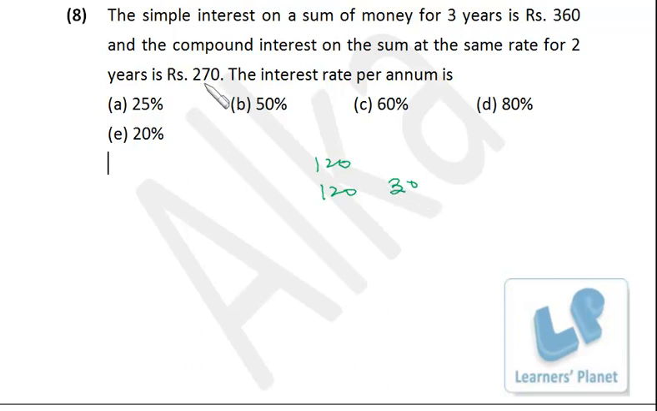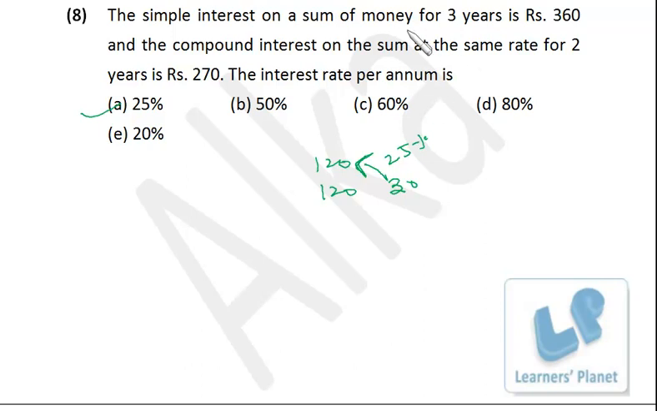Compound interest is interest on interest of first year, right? So this is 240 plus 30, 270. Now this 30 rupees is x percent of 120, right? Because that is actually what interest on interest is. So if interest on interest is 30 rupees, so on 120, 30 rupees is interest, that is actually 25%. So what is the interest rate? 25%. So do you need any paperwork? No. Pretty simple. The only thing you must be knowing is simple interest remains same every year.